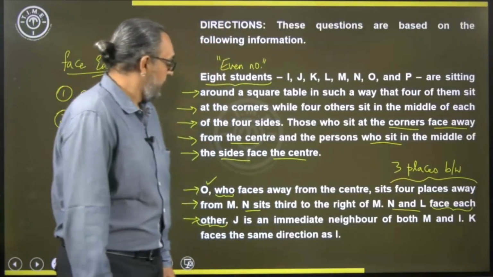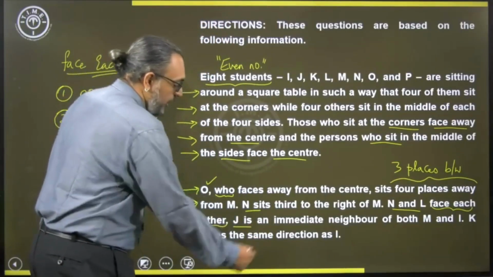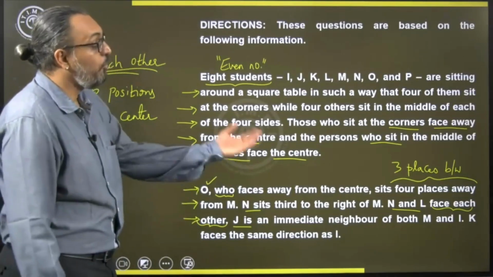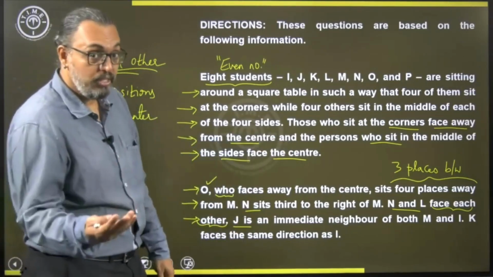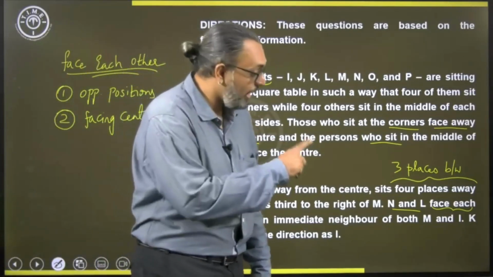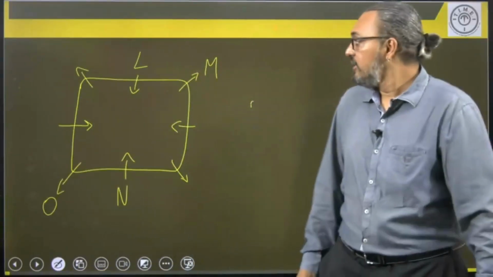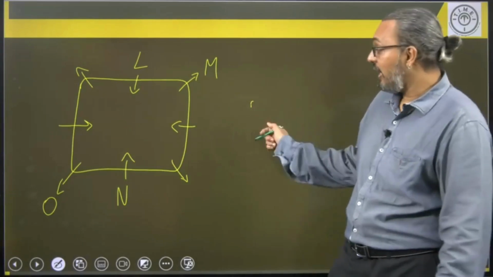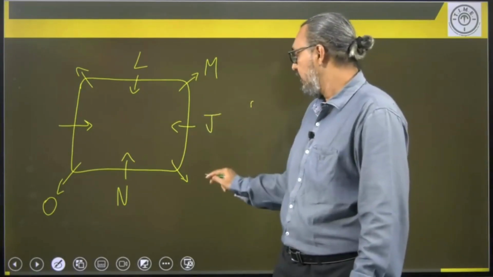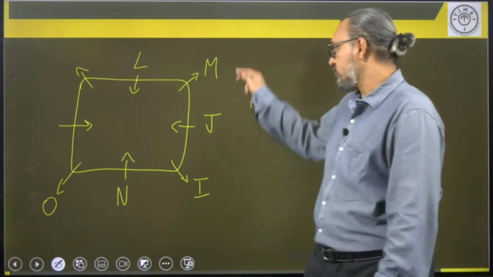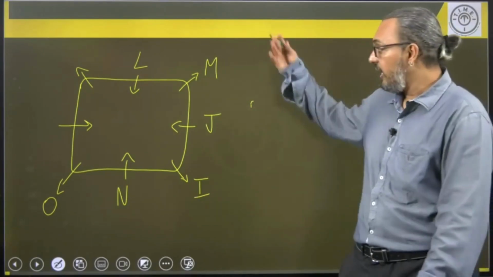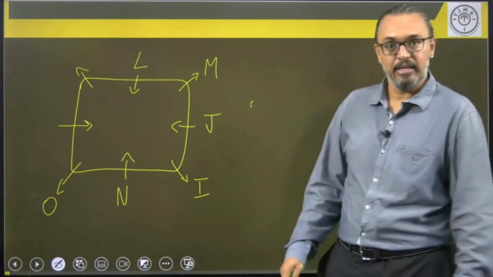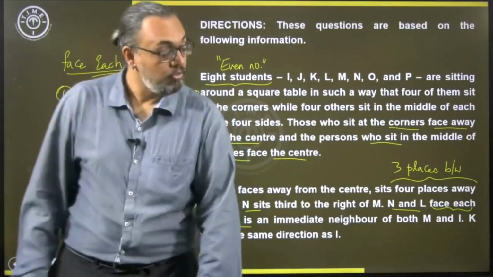Then what else we have? J is an immediate neighbor of both M and I. So J should be an immediate neighbor to both M and I. Okay. So here M is already here. So J should be a neighbor to M and I. So J will be put here and I will be put at this corner, so that J is an immediate neighbor to both M and I. Correct? Okay. Then what else we have?